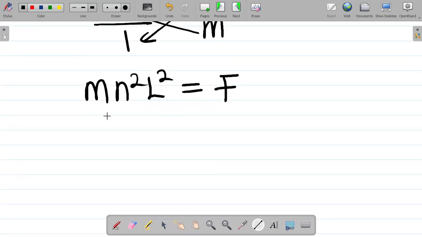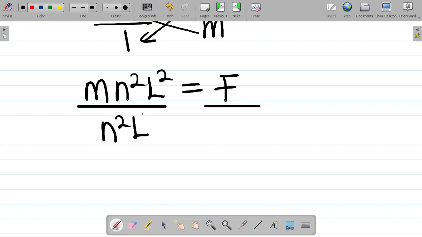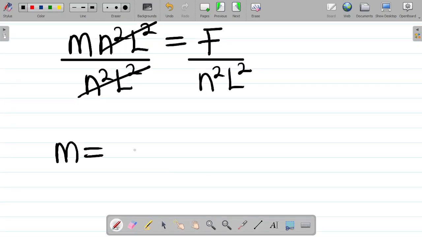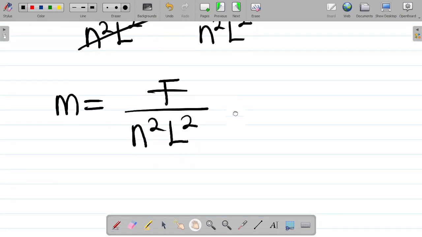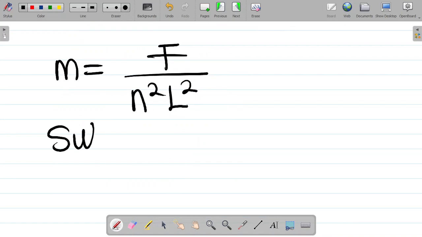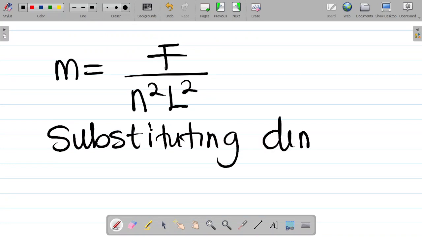To get the value of M, I'll divide this and also divide this by N squared L squared. This will cancel this. So we'll have that m is equal to F all over N squared L squared. All right, so we are here. With this now, we've made m the subject of the formula, of course, after eliminating the dimensionless quantities, which were 2 and then P. At this point, we'll now say substituting dimensions. Let's substitute dimensions.